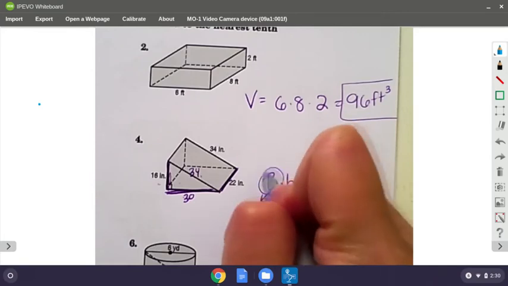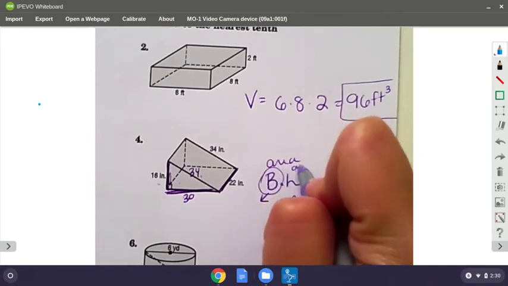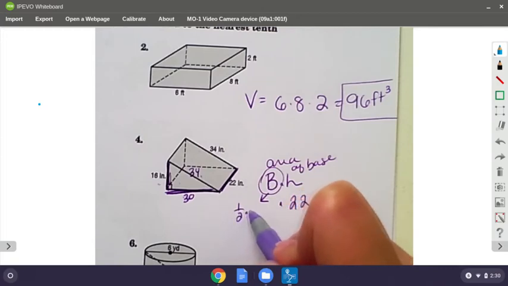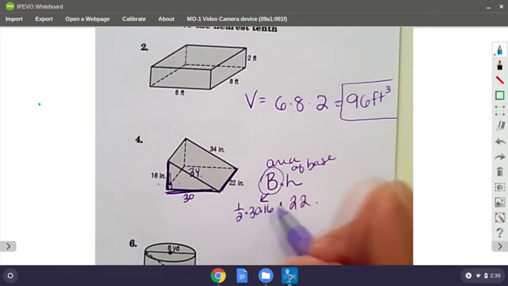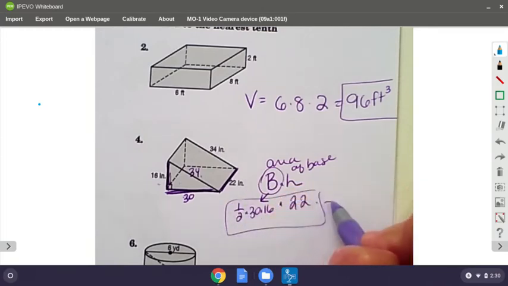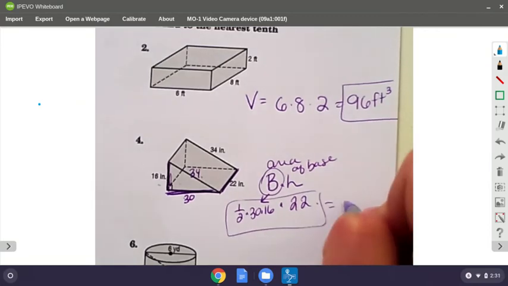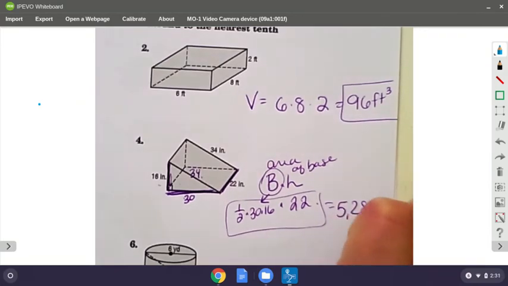So this part of it, this remember means area of base, is 1/2 times 30 times 16. So then you would just multiply all of that, and then that would be your volume. So 0.5 times 30 times 16 times 22. So it's going to be 5,280, and then it's cubic inches.